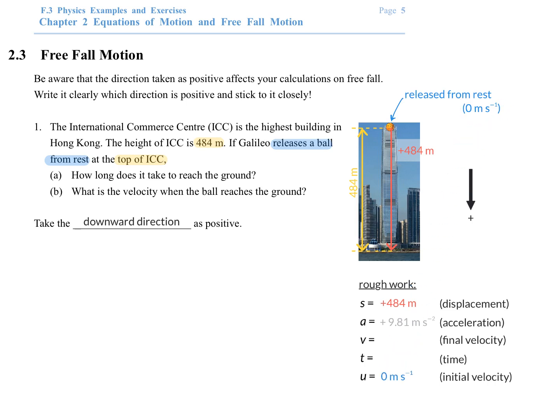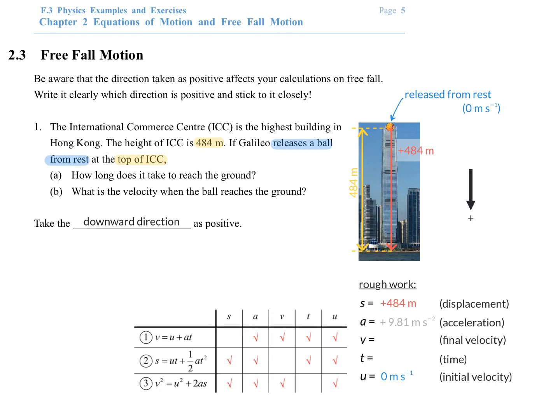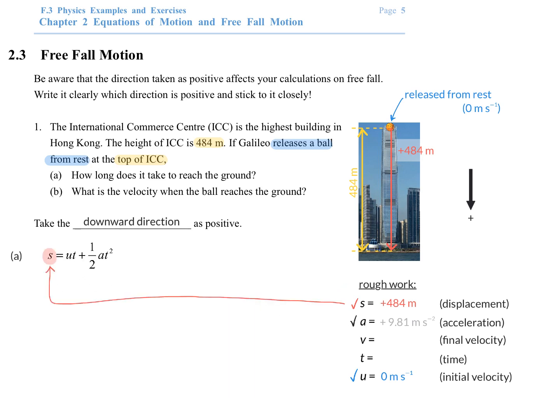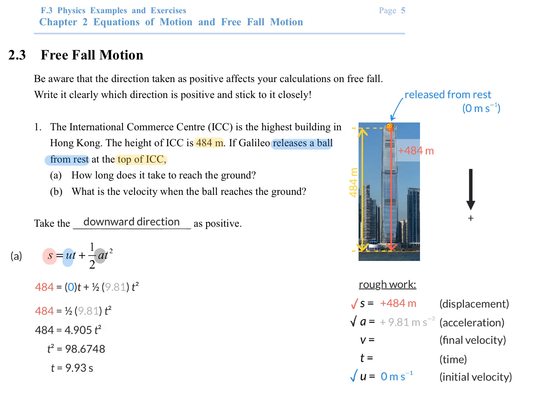Now that we know 3 variables, we can choose the right equation to solve the problem. With known s, a, u, and looking for time t, we should use this, s equals ut plus 1/2 at squared. Putting in these values, we have this equation. Solving it as shown, t equals 9.93 seconds. Next, part B. What's its final velocity when reaching the ground?